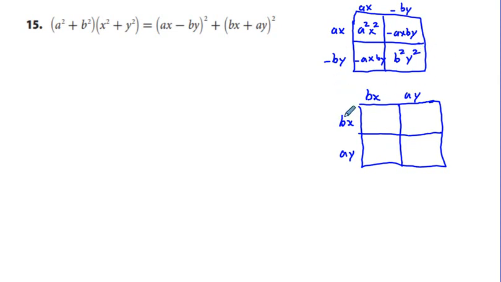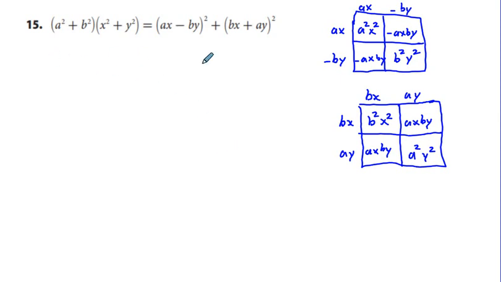Now next, in this second box, we're going to have bx times bx is going to be b squared x squared. And then on the upper right cell, we're going to have axby. And on the lower left cell, axby. And in the lower right cell, we're going to have a squared y squared. And we're going to take all these terms and add them together.